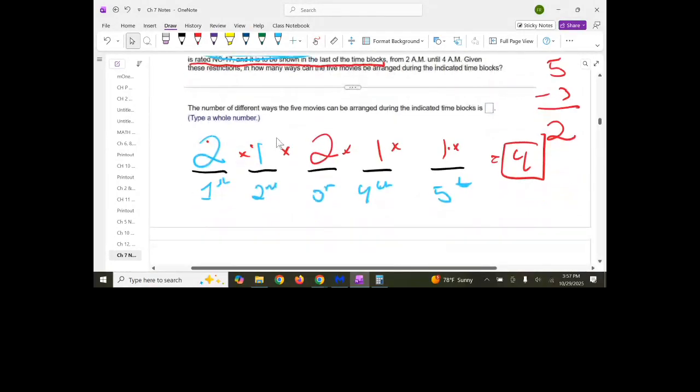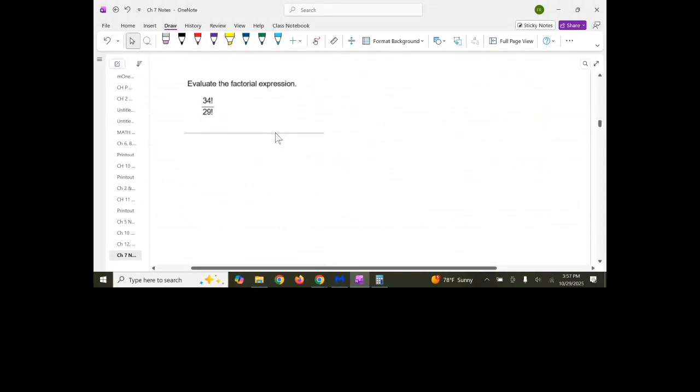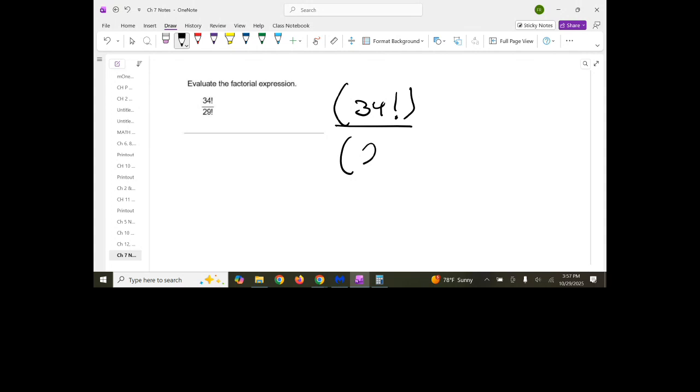All right, let's see what else we got here, y'all. Okay, for these next problems here, guys, these are going to be strictly calculator type problems. Look what it's asking me to do. Evaluate the factorial expression. Y'all, the one thing I would encourage you to do when you're doing something like this is to use your calculator, obviously, but I would also suggest, my friends, using parentheses. So when I do this on my calculator, y'all, I'm going to enter them in like this. I'm going to use parentheses to do this.